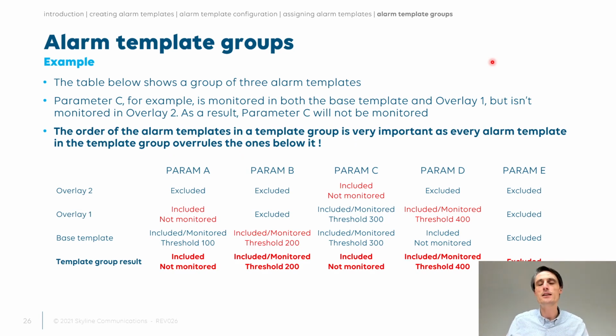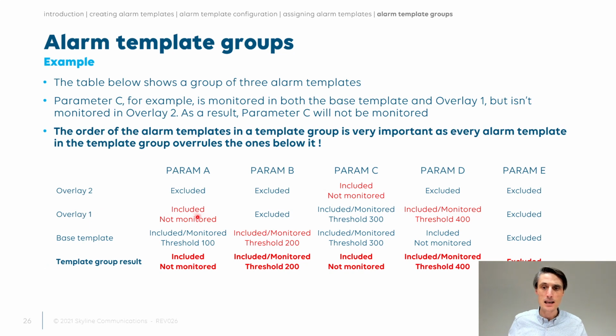And that's also shown here with a quick example. I have some parameters like parameter A, B, C, D, E. And I have a base template over here that is defining certain thresholds. And I have an overlay 1, and I actually have an overlay 2 as well. The overlay 2 has only 1 parameter included and actually defines no monitoring. So parameter C is defined by this overlay 2. That's the result, is at the bottom here in bold.